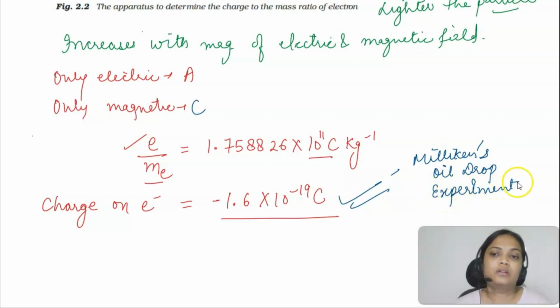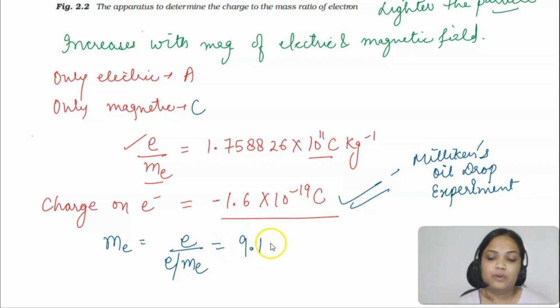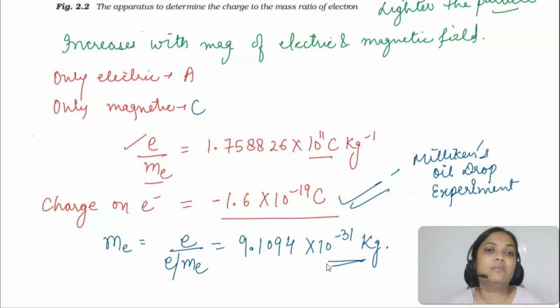So the mass of the electron could be found out by dividing the charge by the charge to mass ratio. Here it will come out to be 9.1094 into 10 to the power minus 31 kg. So this is the mass of an electron. See, this is how the electrons were discovered.